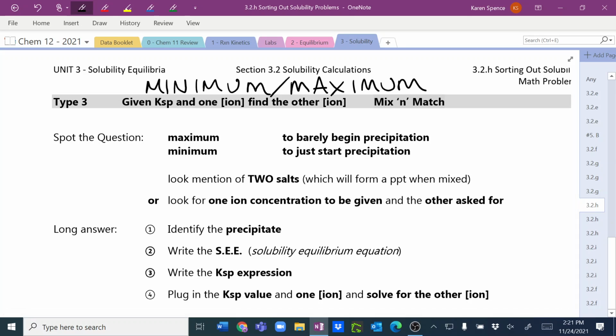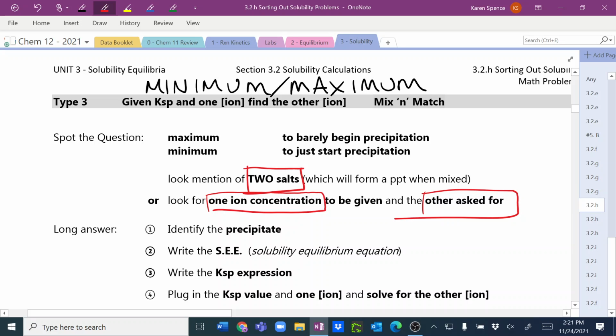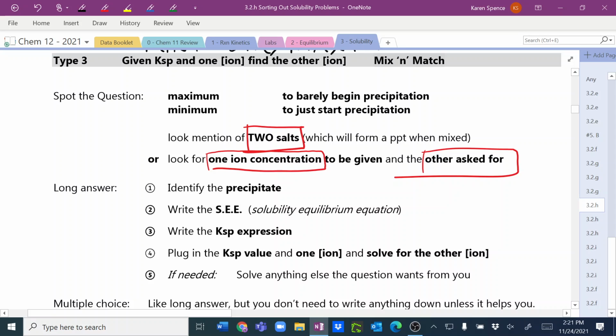Maximum, minimum, just barely starting precipitation, right? Remember, we're just tipping over. Oh, what's the maximum we can have without precipitating? What's the minimum required? Yeah, okay. And don't forget, because this will involve two compounds, or possibly you'll be given one ion concentration and you'll be asked for the other ion concentration. That means you need to identify the precipitate because this is mix and match.